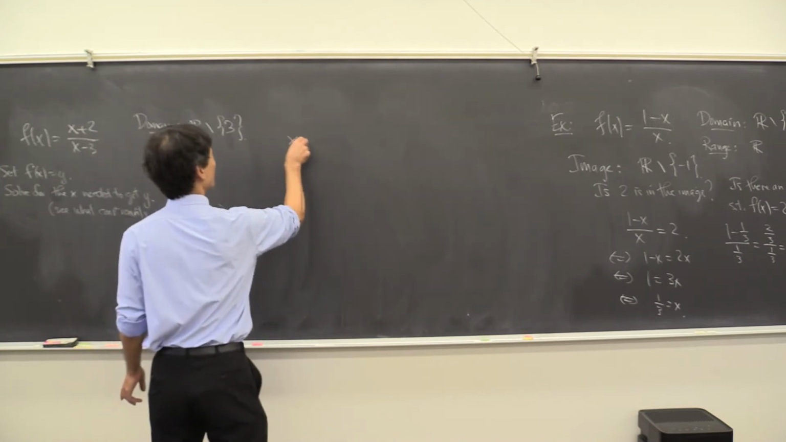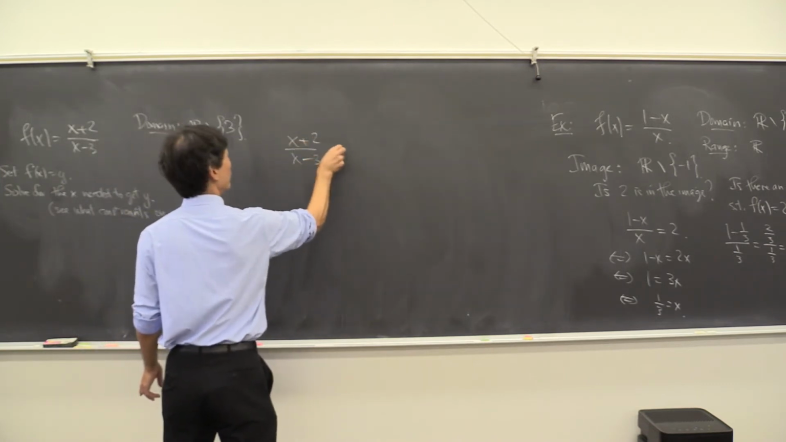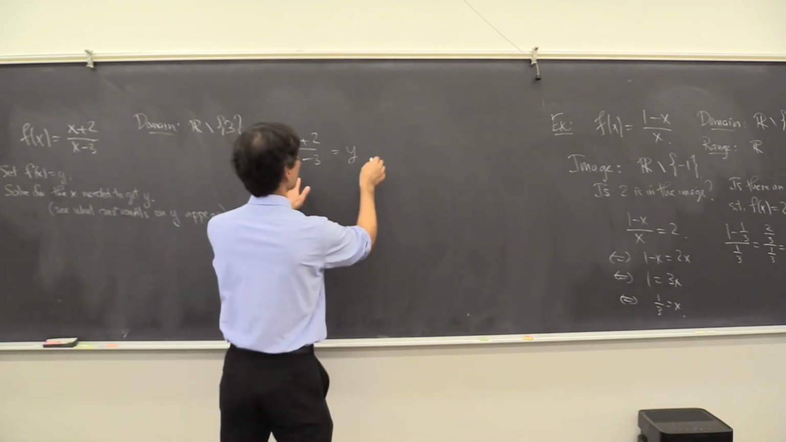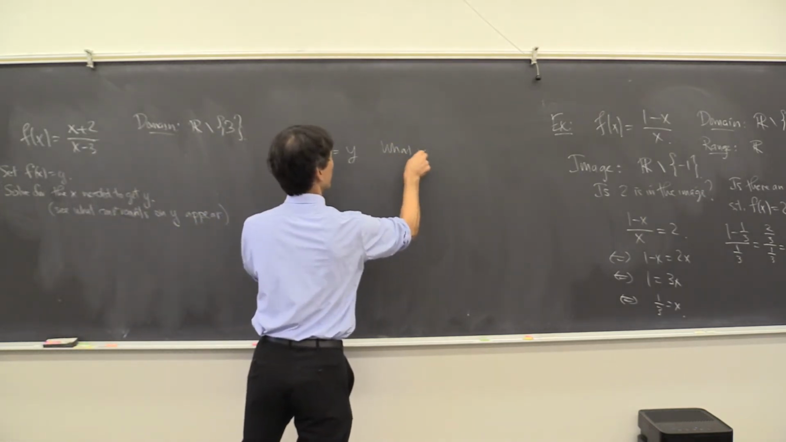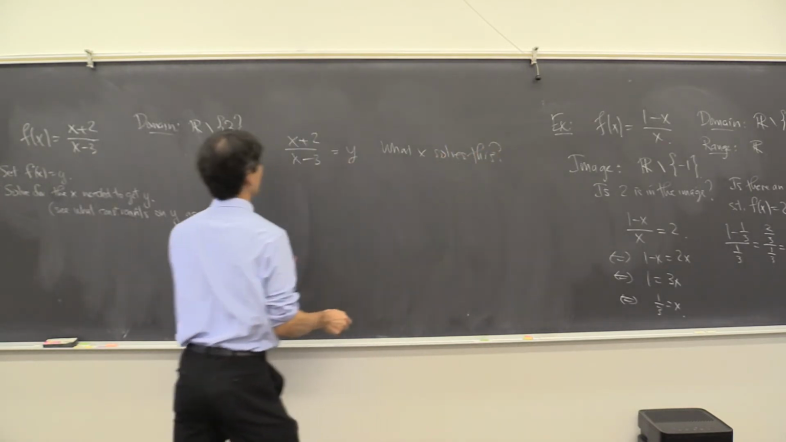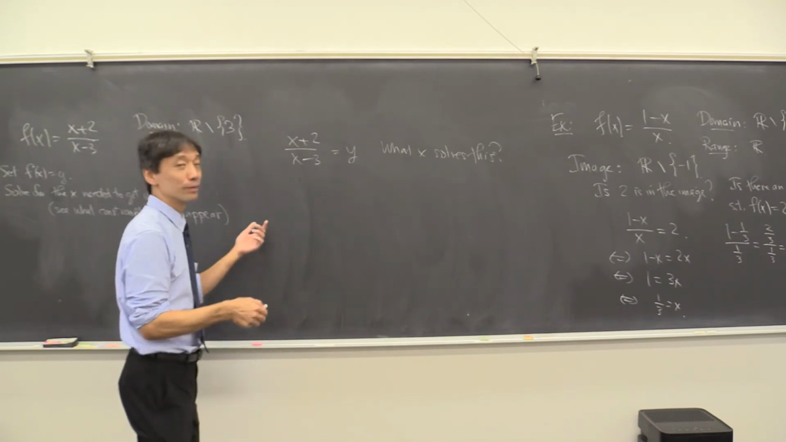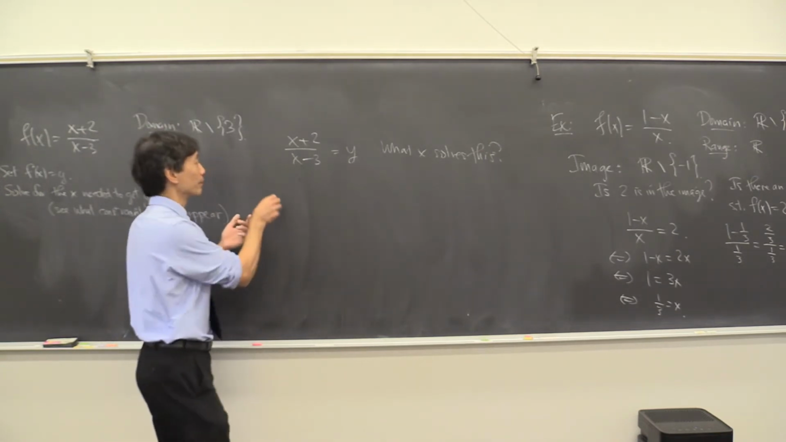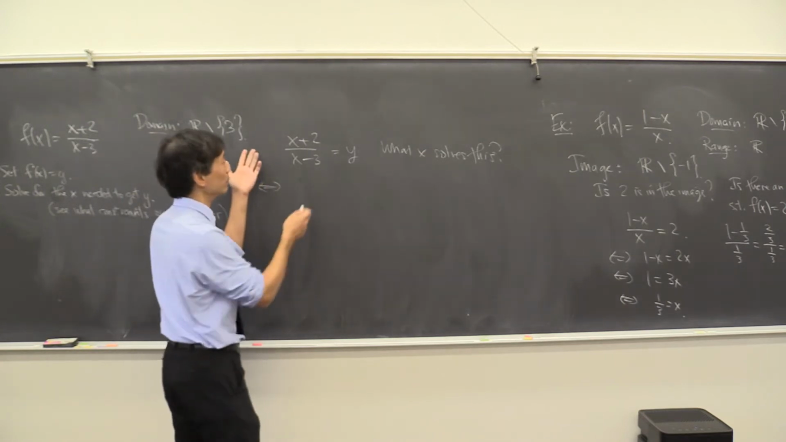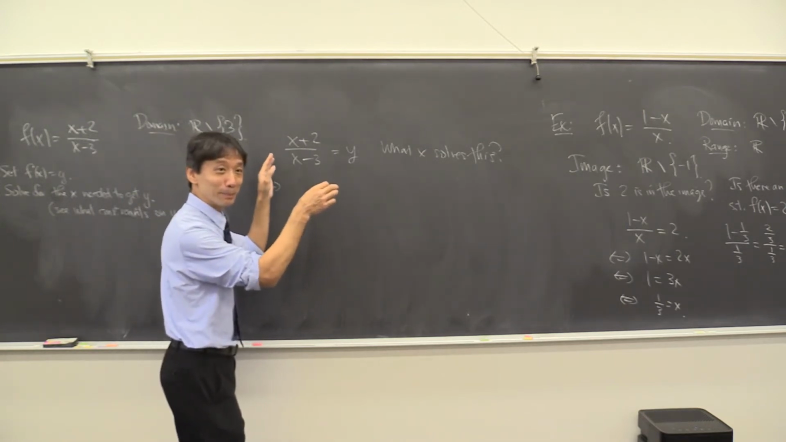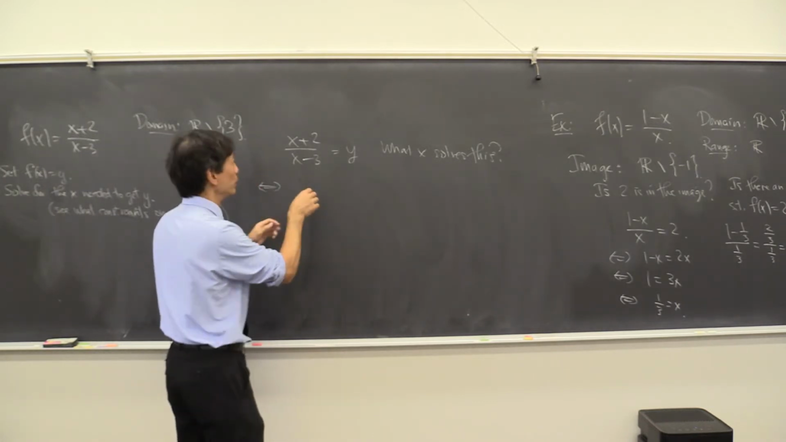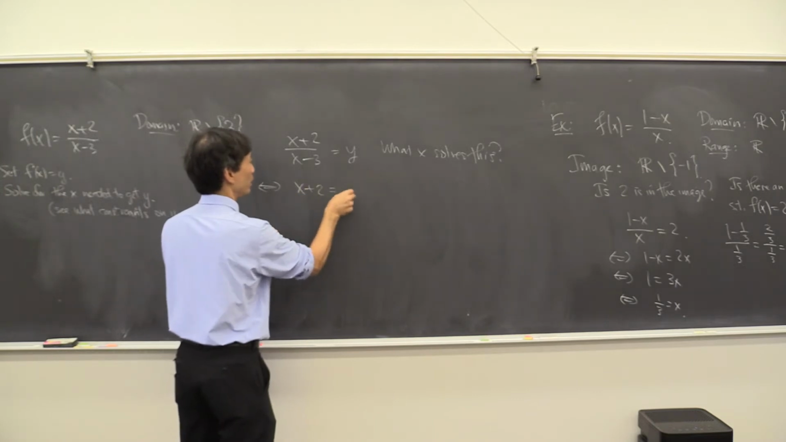So, what do we do? We set this equal to y, and we see what x is needed, right? What x solves this? Okay, so what should we do? We need to solve for x, right? So, anybody? Yes, Meredith. We need to multiply both sides by x minus 3. Yes, that would be a good first move.